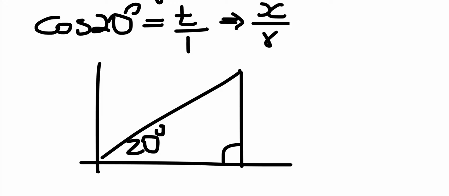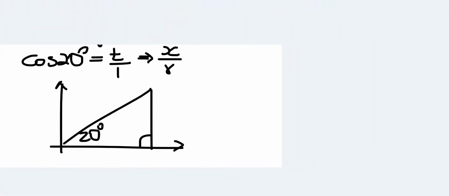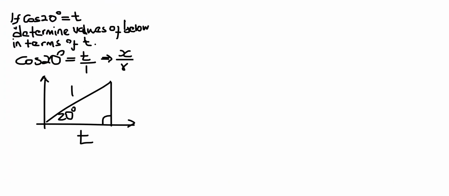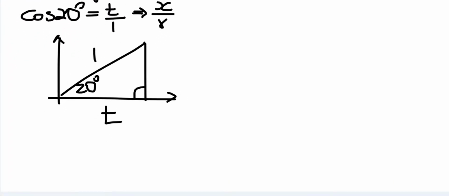In terms of drawing this, you draw it in the first quadrant, because this angle is 20 degrees. Remember, this is your vertical axis and this is your horizontal axis. Most importantly, your r value in this case is 1 and your x value is t. So what is missing is the y value, or the vertical side. How are you going to find that? Obviously, this is where you use the theorem of Pythagoras.